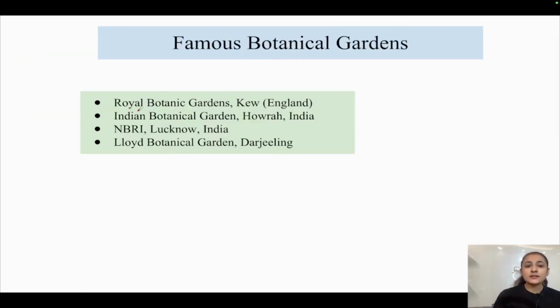Now, famous botanical gardens are Royal Botanic Gardens, Kew in England, as already studied in the previous slide. So botanical gardens have herbaria also. A lot of botanical gardens have herbaria within them. That is why in the herbarium section, we studied about these botanic gardens, because they have Kew herbaria. That is, herbarium is also present in them. Then Indian Botanical Garden, Howrah, India. NBRI, National Botanical Research Institute in Lucknow, India. Lloyd Botanical Garden in Darjeeling. These are some famous botanical gardens.